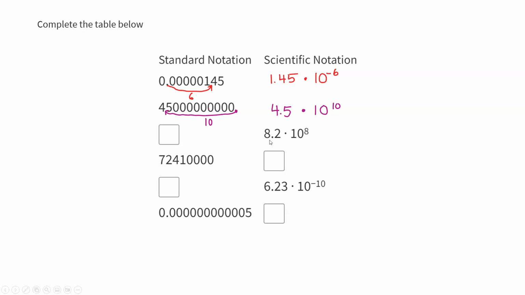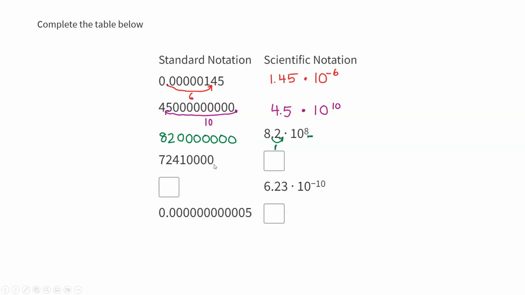For this one here, now you're going the other direction. You have 8.2 times 10 to the 8th. That means that you want to take this decimal point and move it 8 decimal places to the right. So when you start writing this, you're moving it 1 place to get it to 82, and then you're going to need 7 more zeros in order to get it to its position. So that's the number you have: 8, 2, and then 7 zeros following it.